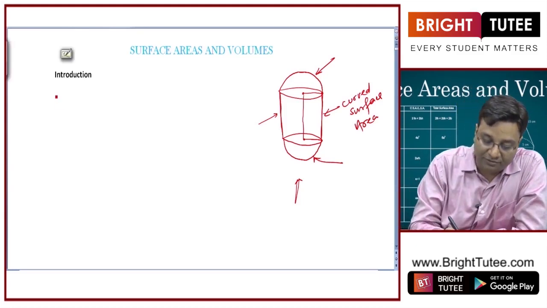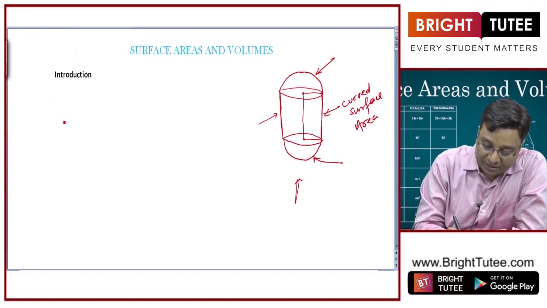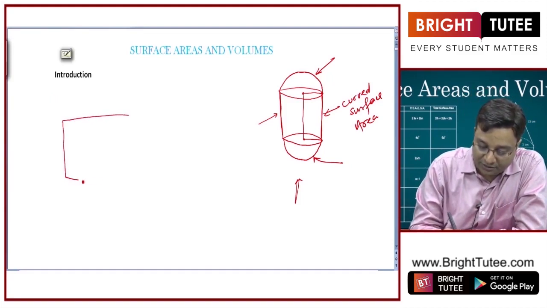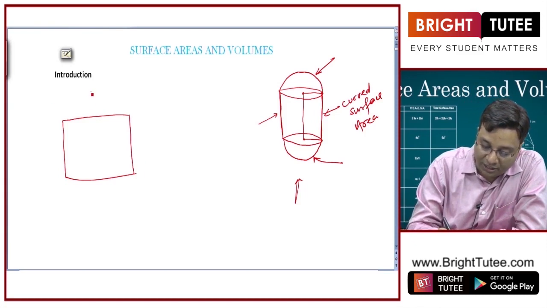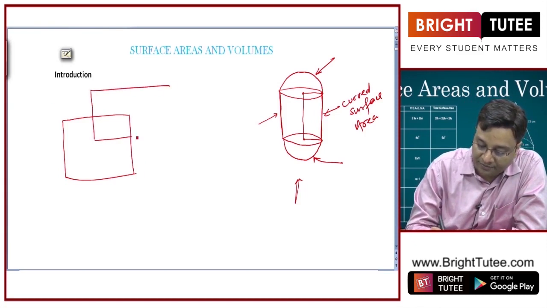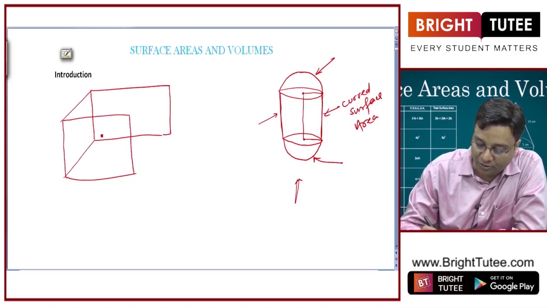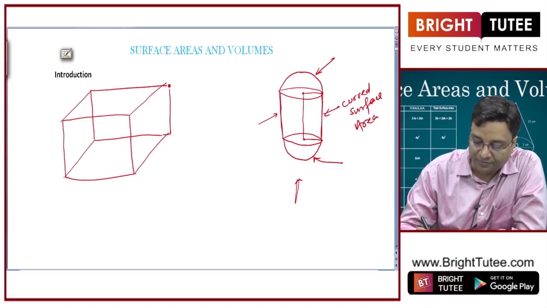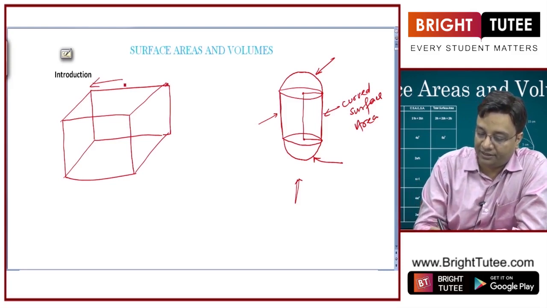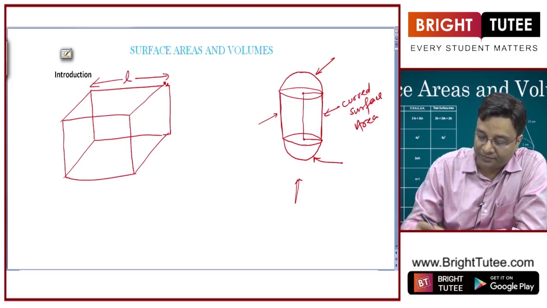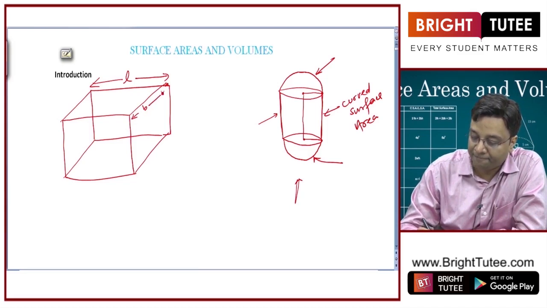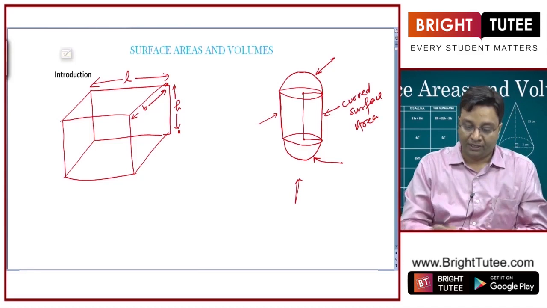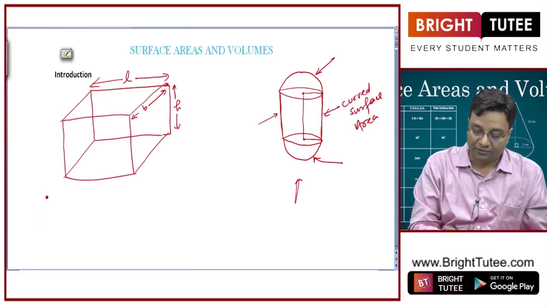First of all, let us revise what we studied in class 9th. We studied about cuboid. So what were the formulas of cuboid? We will revise it here. Okay, let us say this is the cuboid. This is length L, this is breadth B, and this is height H. Okay, so what was the formula for total surface area?